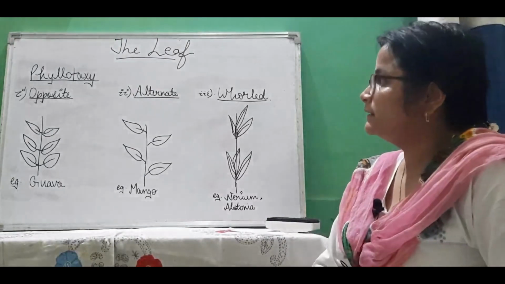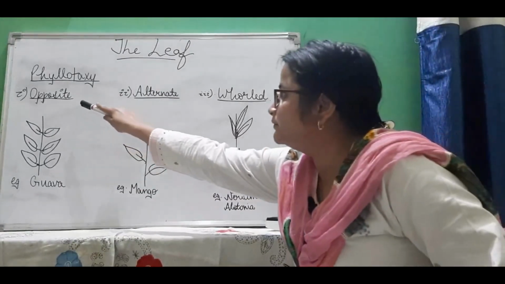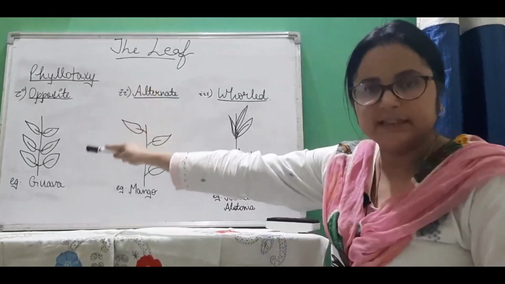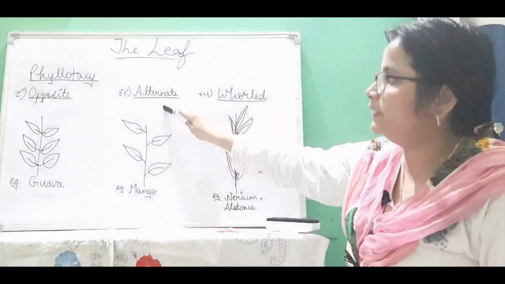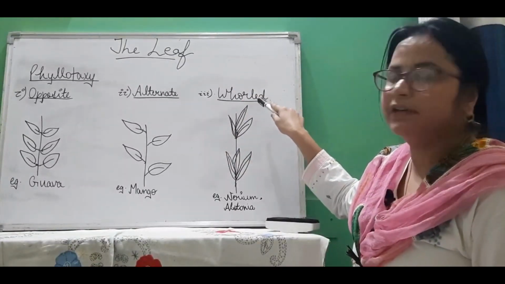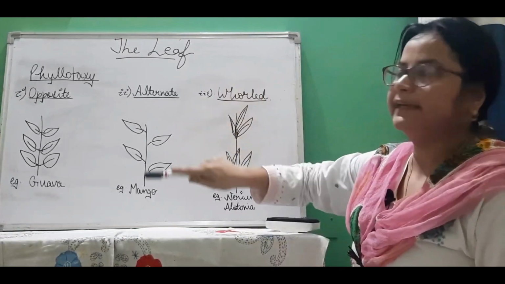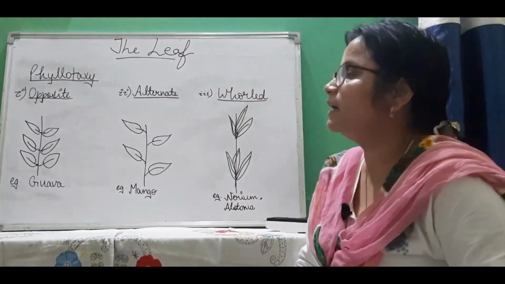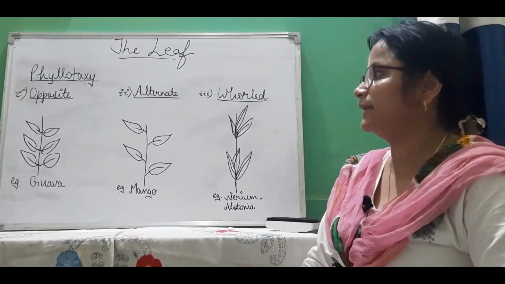Now there are three types of phyllotaxy. First is the opposite phyllotaxy, or opposite arrangement of leaves. Second is the alternate arrangement of leaves, or alternate phyllotaxy. And third one is the whorled arrangement of leaves, or whorled type of phyllotaxy. Now first is the opposite arrangement of leaves, or opposite phyllotaxy.